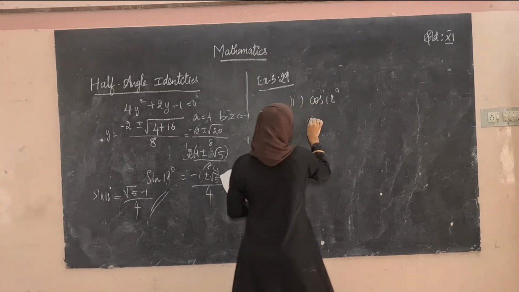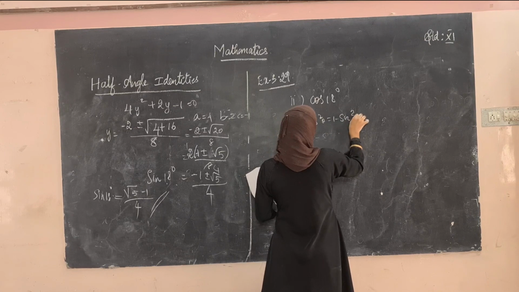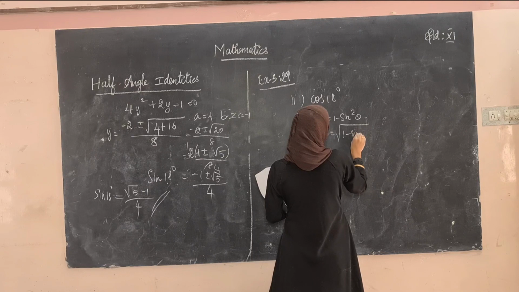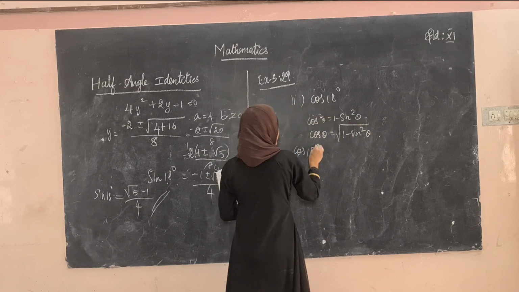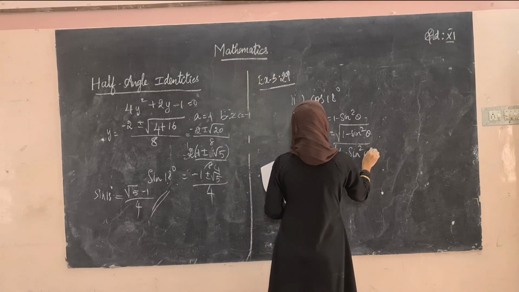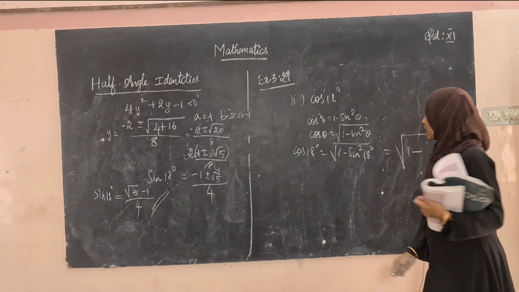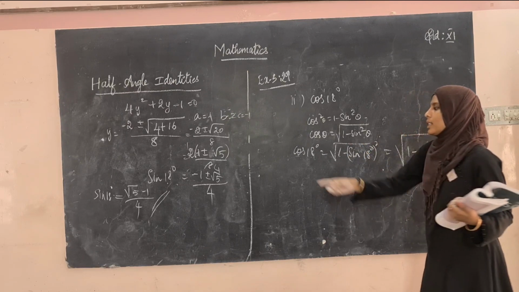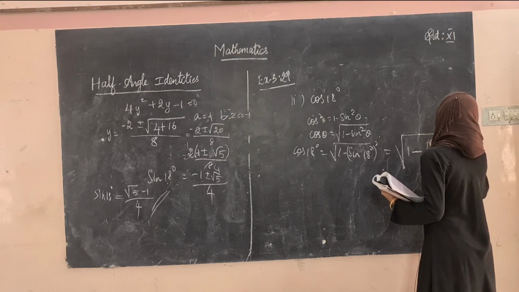So we know that cos square theta is equal to 1 minus sin square theta. Then cos theta is equal to square root of 1 minus sin square theta. When you substitute theta as 18 degree, cos 18 degree is equal to square root of 1 minus sin square 18 degree. What is sin 18 degree? It is root 5 minus 1 divided by 4, the whole square.